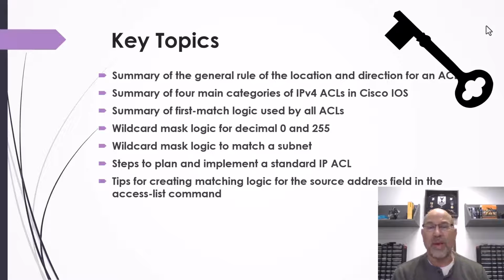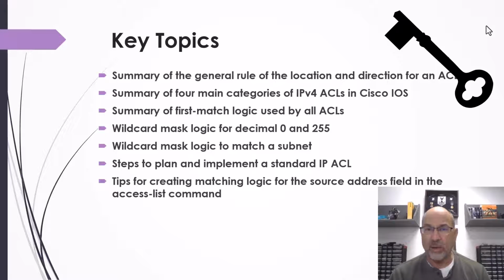Summary of first match logic used by all ACLs, and really what that means is you've got a bunch of filter rules. Which one do I go after first? It is whatever matches first. And then we'll talk about wildcard masks. You can apply a wildcard mask to just about any ACL, and some of them are specific to a host, a subnet, or a larger address space. So we'll talk about those and go over some examples.